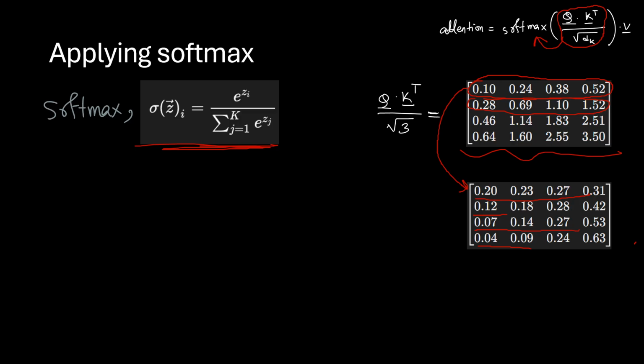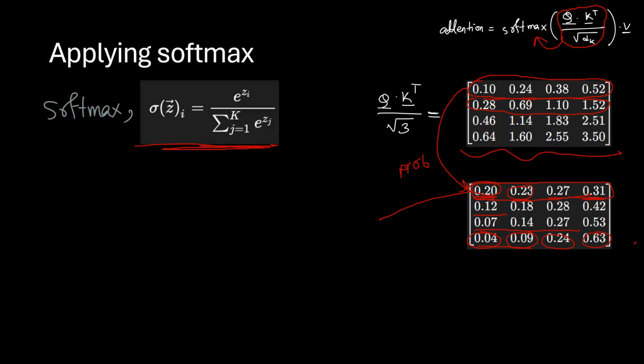Now the question is, what does the softmax function actually do? What is the benefit of doing this? So what the softmax function does is that it converts each row into a probability distribution. So what it has done is that this row has become a probability distribution. That means that the sum of all the elements in this row will be equal to 1. So if we sum these elements 0.20, 0.23, 0.27 plus 0.31, we'll find 1. You can sum likewise all the other rows, and we'll find 1.